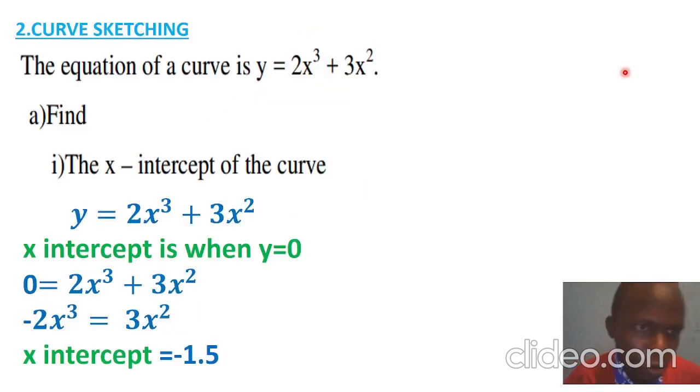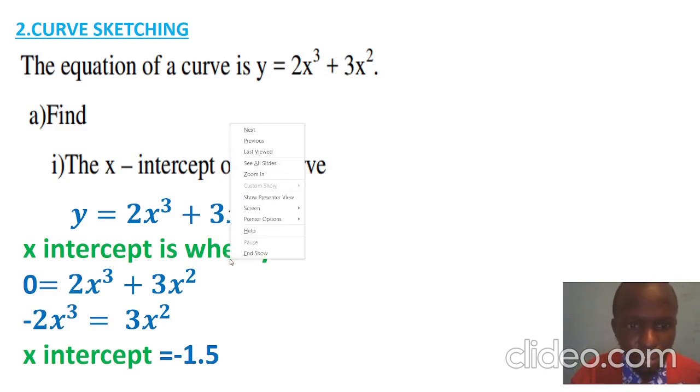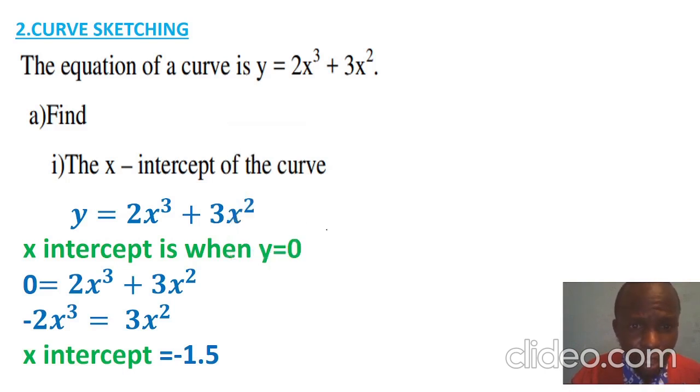An example on curve sketching. The equation of a curve is given by y is equal to 2x cubed plus 3x squared. Find the x-intercept of the curve. Now, the x-intercept is the point where the graph, or rather the curve, touches the x-axis.